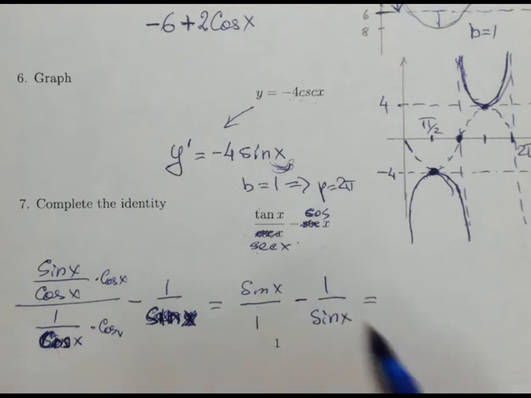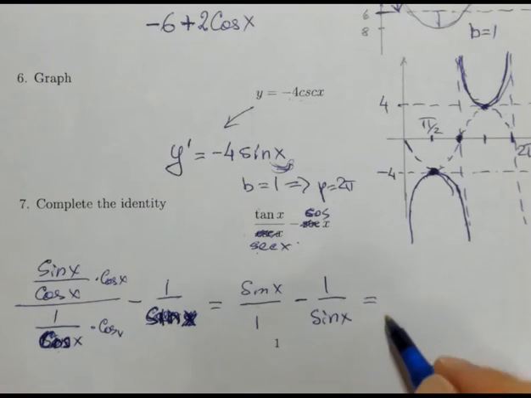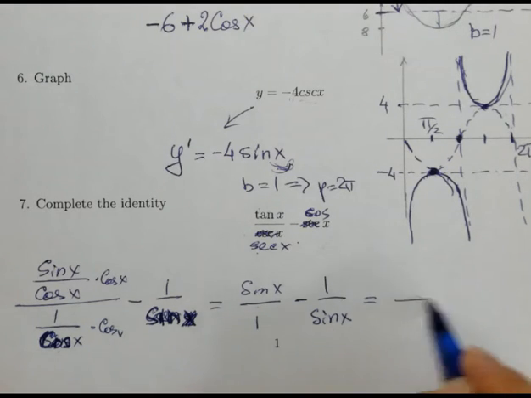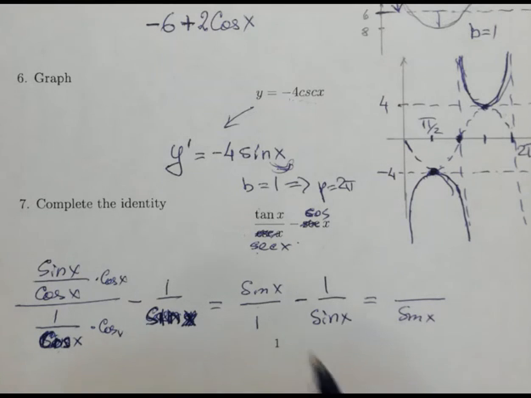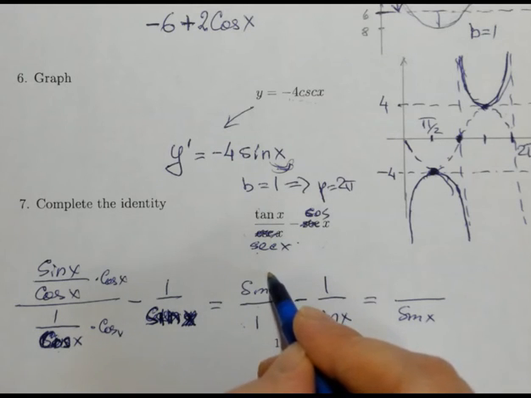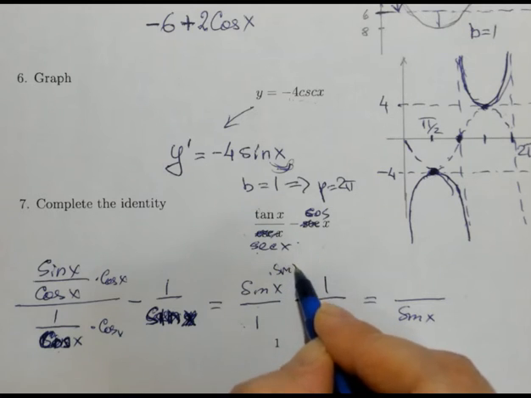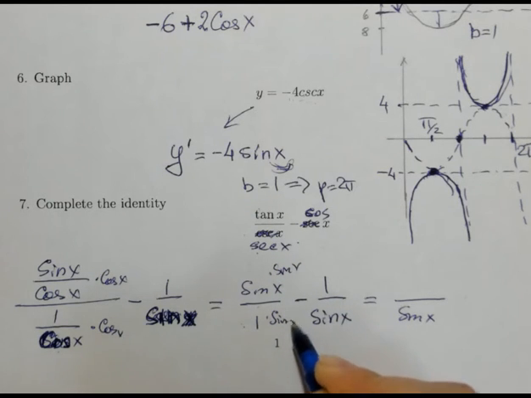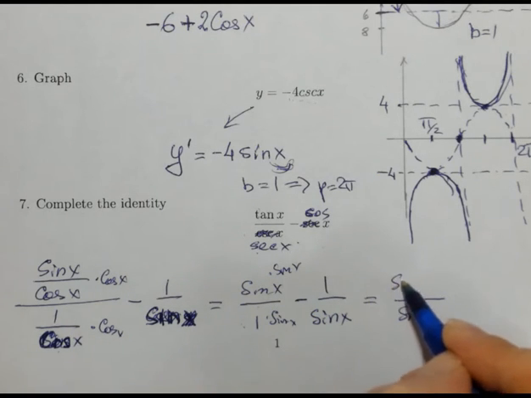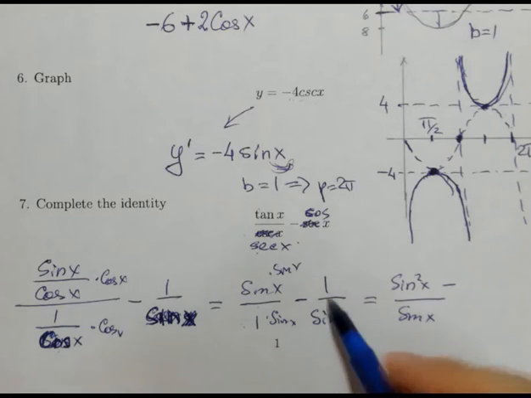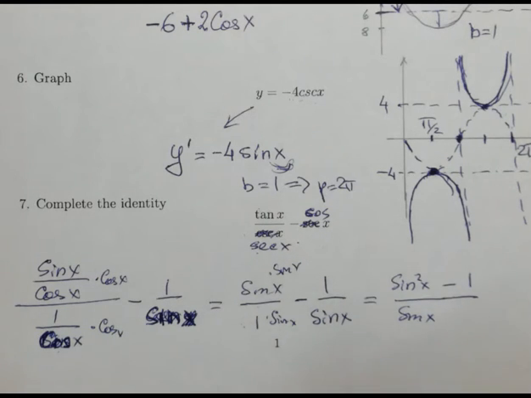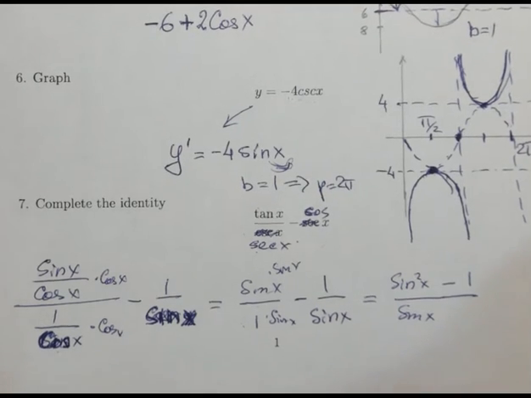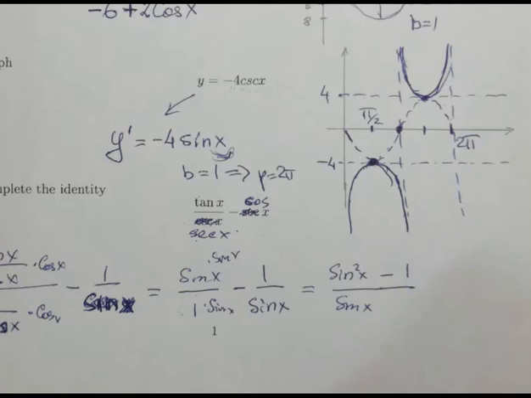We want to add or subtract these two fractions. We need the same denominator. So the common denominator will be sine x. So we must multiply by sine, numerator and denominator, in this fraction. In the numerator, the first term will be sine squared x. From the second fraction, we have minus 1 divided by sine x. Sine squared x minus 1, you should be good at recognizing this.